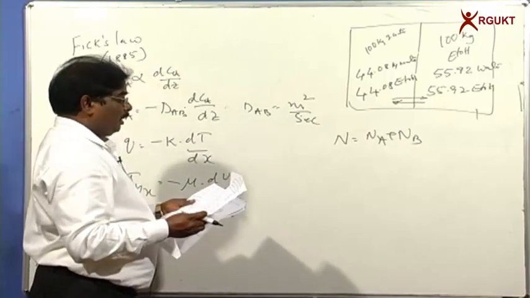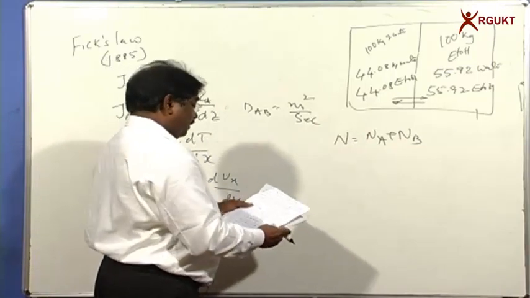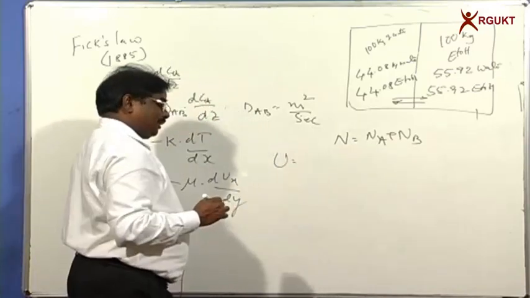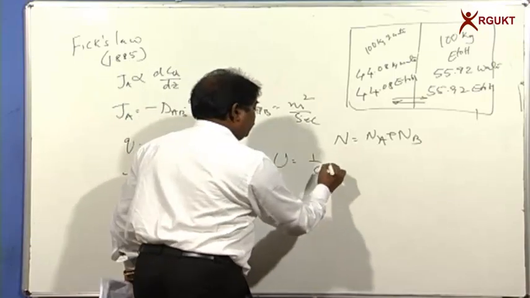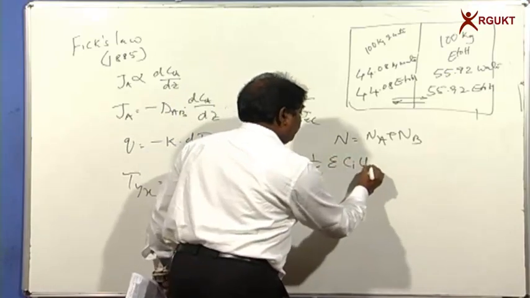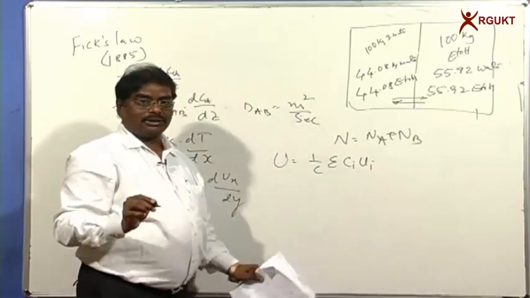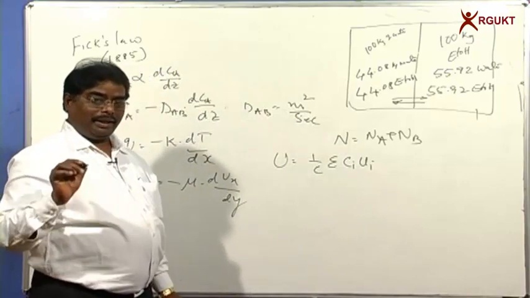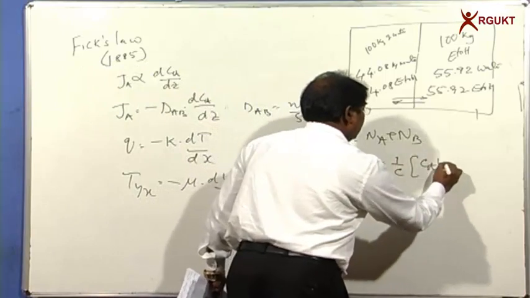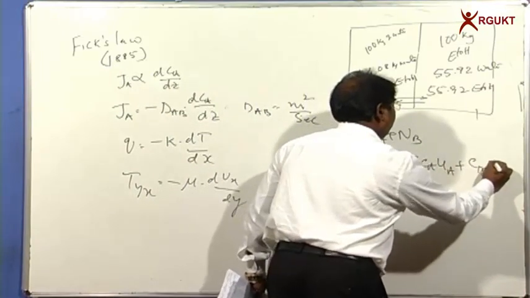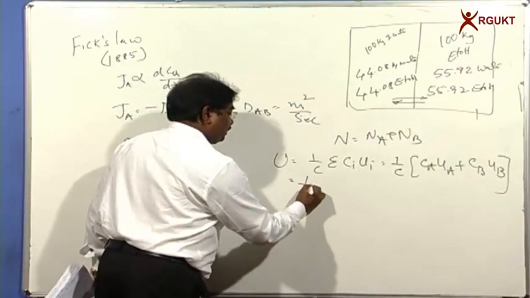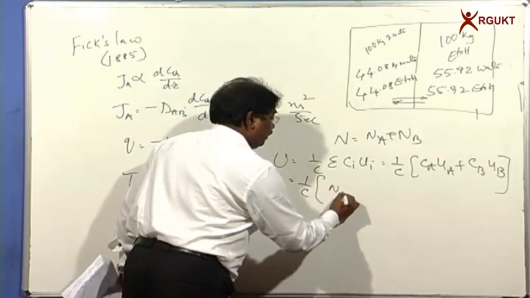To obtain a relationship to calculate this flux Na, you know that U, the molar average velocity, is equal to 1 by C into the sum of Ci into Ui. In this case, we are talking about a binary system. There are two components, component A and component B. So it becomes 1 by C, Ca Ua plus Cb Ub, and according to our definition, this is 1 by C into Na plus Nb.